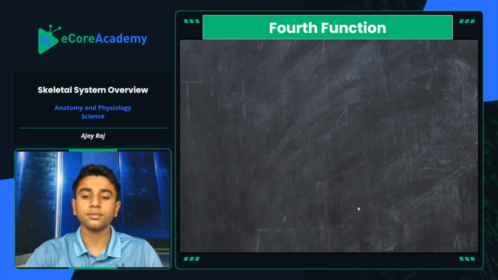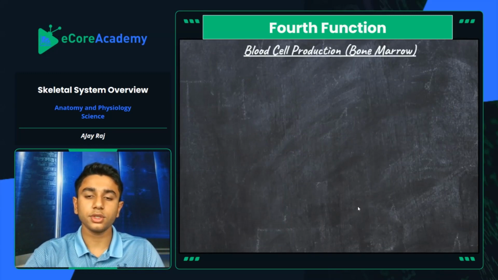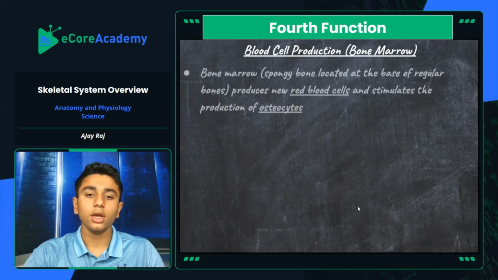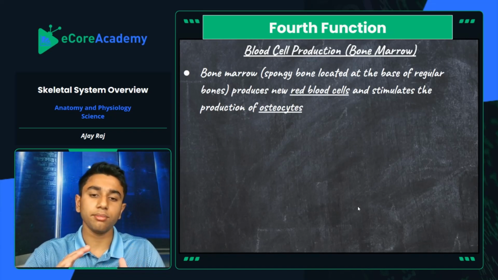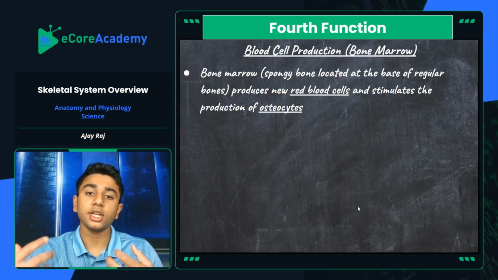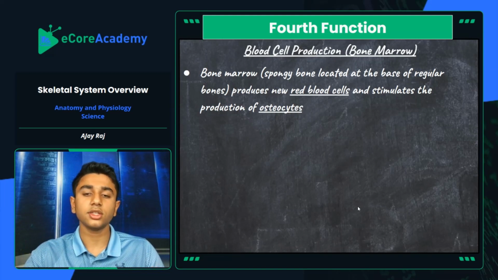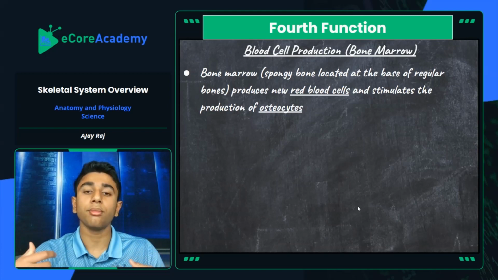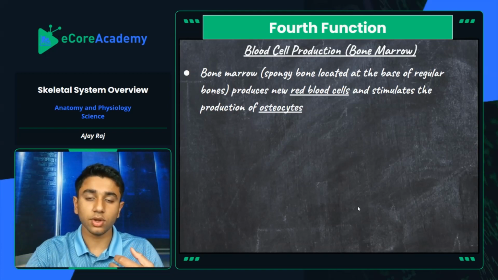And finally, for our fourth function, we have probably one of the most important, which is blood cell production through the bone marrow. So bone marrow, spongy bone located at the base of regular bones, produces new red blood cells and stimulates the production of osteocytes. Your red blood cells are what are being circulated throughout your bloodstream. They carry oxygen, and they're necessary for your survival. It also stimulates the production of osteocytes, which essentially mature and help in building and regenerating proper bone so that your bone retains its strength, and it can also stimulate the growth of the bone.